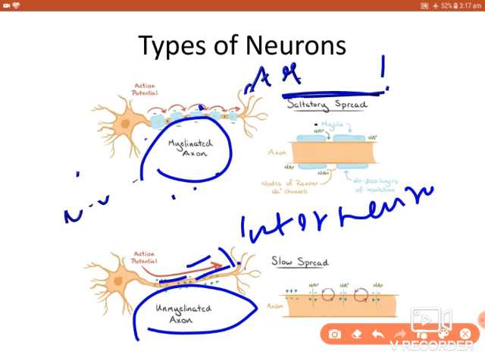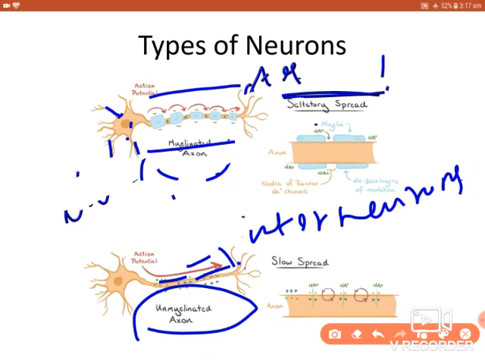And these axons are made up of lipids and proteins. Here you can see this is the cell body, these are the dendrites, and this one is the axon. This is the myelin sheath. These gaps are called the nodes of Ranvier.